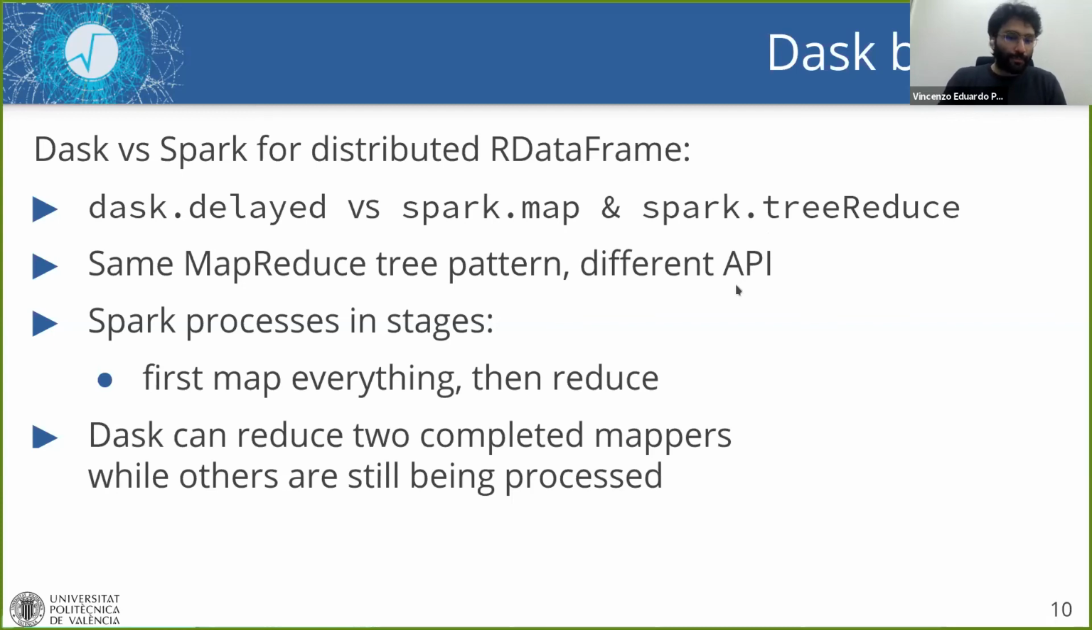One other difference, which is just how the two tools work, is that with Spark, all the mappers get executed in a first stage, and then whenever all the mappers are finished, they will get reduced in a separate stage. Whereas with Dask, this is not the case, because whenever at least two mappers have finished their execution, they can just get reduced, even while other mappers still have to finish. That's simply one of the differences that we found.